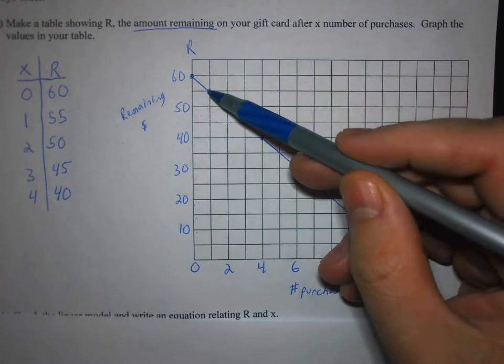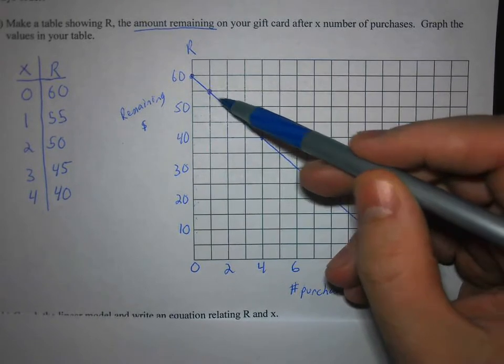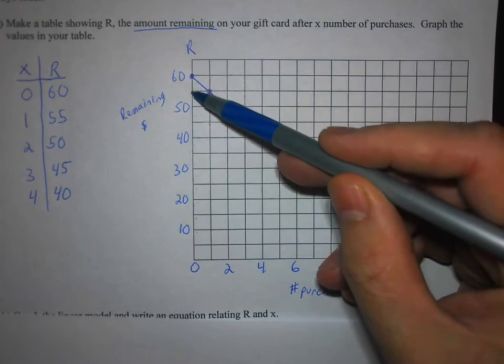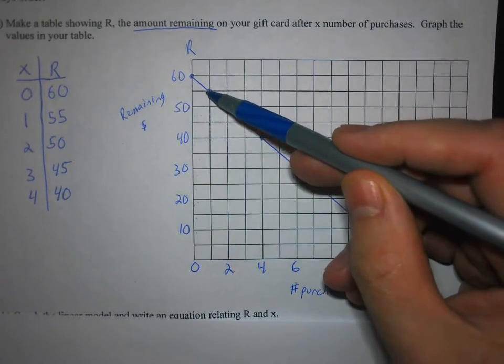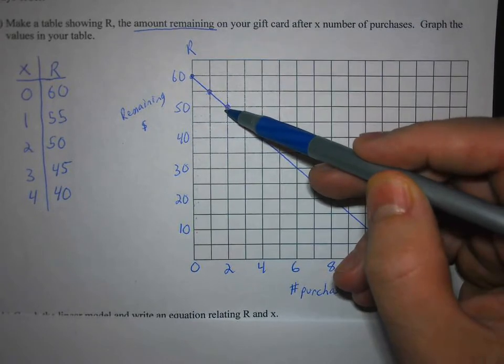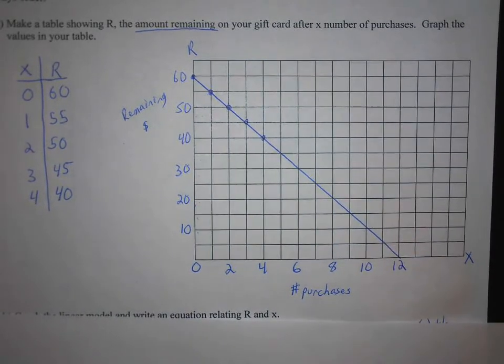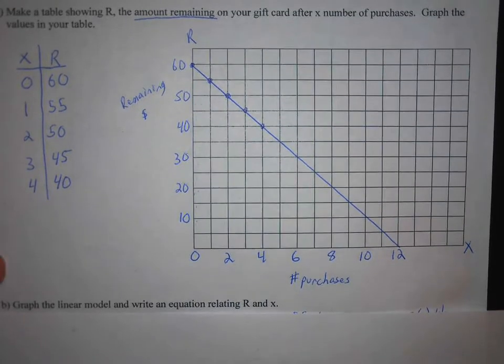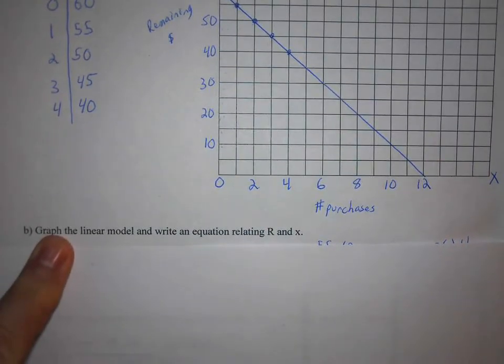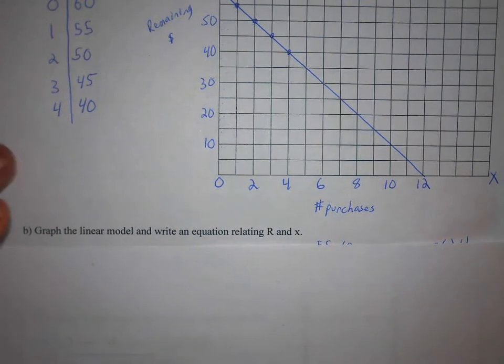So what happens on this one, again, it's a rather straightforward one, where if you go down 1 box to the right one, you stay on the line. But the slope, when you go down 1 box, is really down $5 for every 1 meal. So down $5 for every 1 meal. So there's your slope. So part B, graph the linear model and write an equation relating R and X.